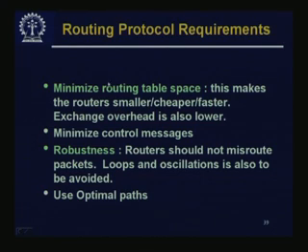The routing protocol requirements are, first, minimize routing table space. Okay, with all these millions of networks working at the same time, minimizing the routing table space is always very important. This makes the router smaller, cheaper or faster. Minimize control messages, that is also important. Robustness: routers should not misroute packets, and loops and oscillations are also to be avoided, and then try to use the optimal path. So, all these are different routing requirements. It is not that we can meet 100% of the requirements all the time, but we try our best to do as well as we can.